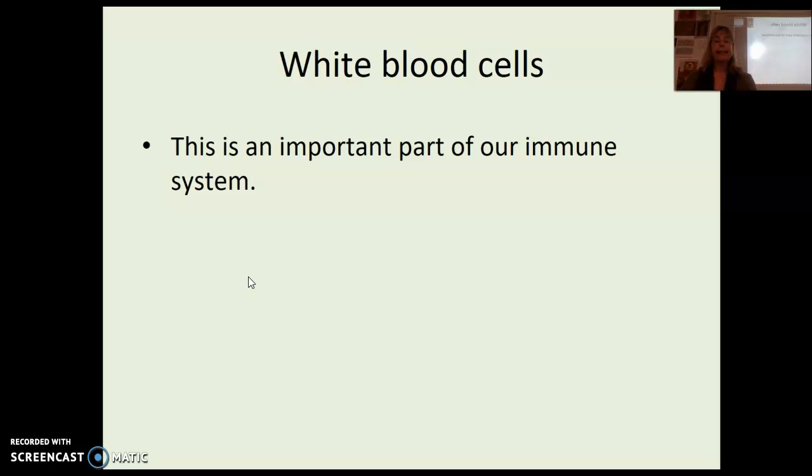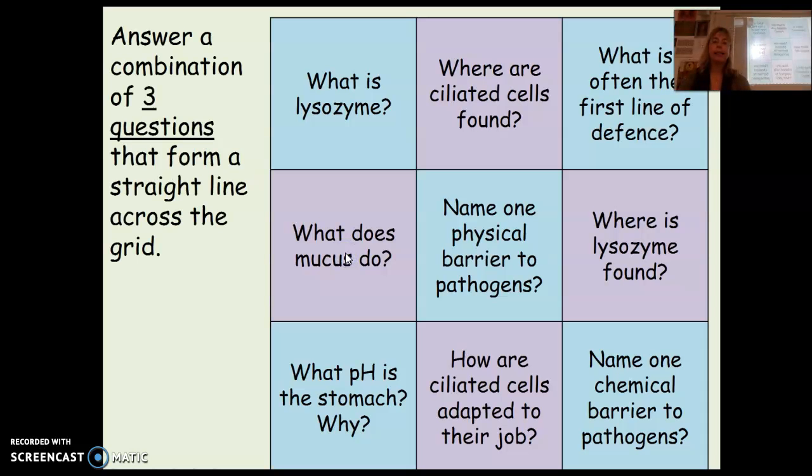Right, now in our next lesson, we're going to talk about how the immune system works, and the white blood cells play a huge role in this, so no need to copy this down now. But to help to test what you have learned in this lesson, I've got a bit of an activity for you. What I'd like you to do is answer any 3 questions that form a straight line, and I'm going to very quickly go through them. So you can choose any 3 questions you want to answer, and then we'll quickly go through the answers.